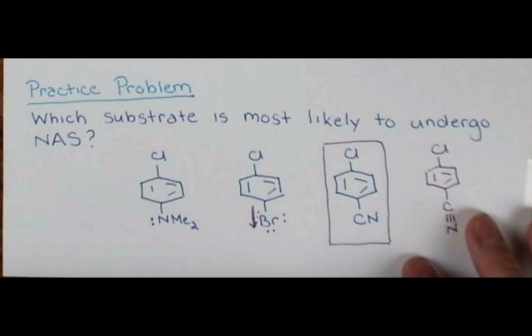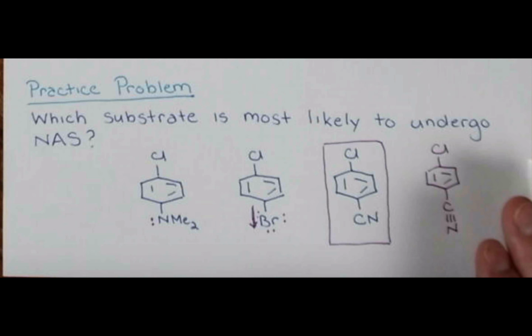Now, if you're having trouble figuring out which groups are electron withdrawing and which groups are electron donating and why, I highly recommend my video, Trick for Determining EWG versus EDG.